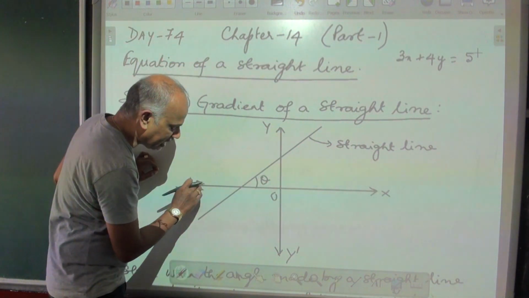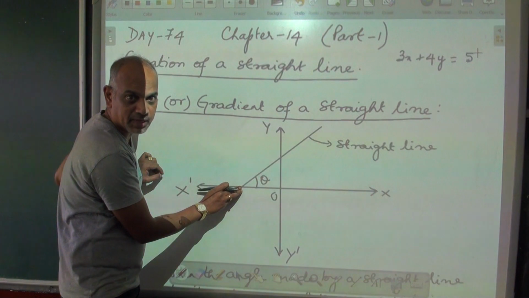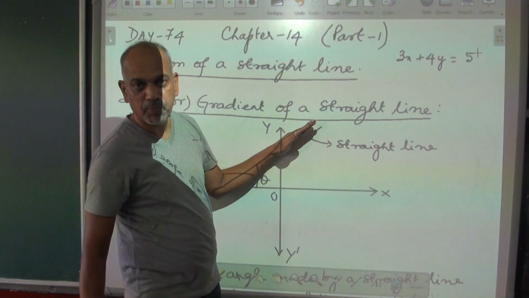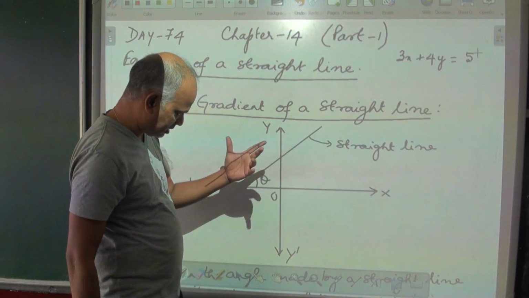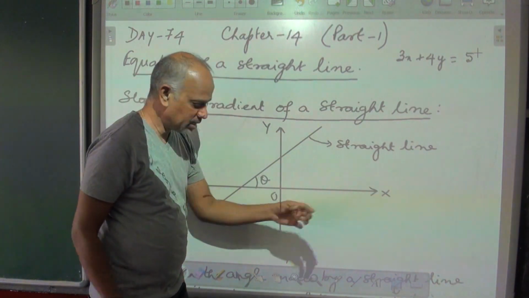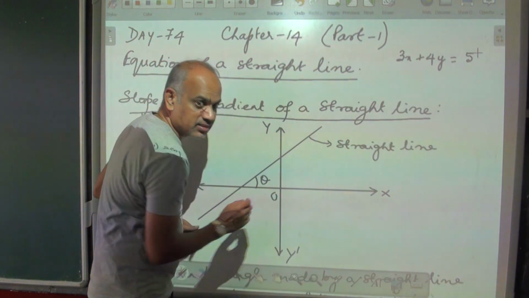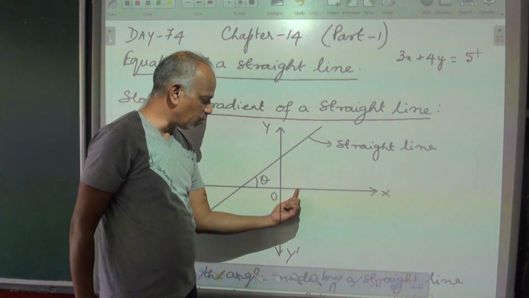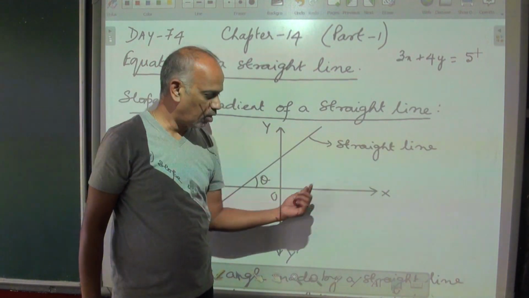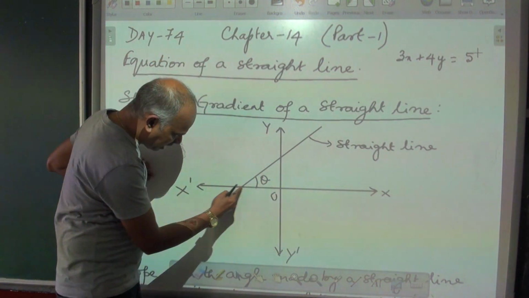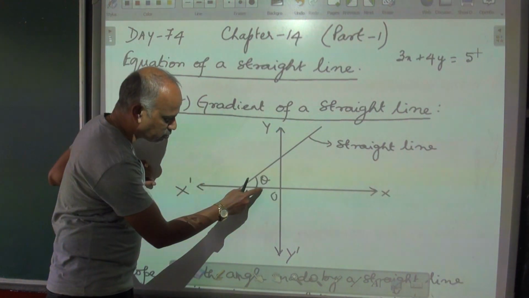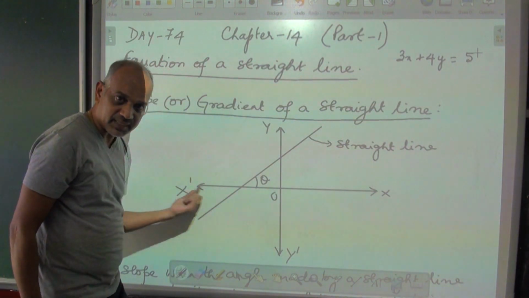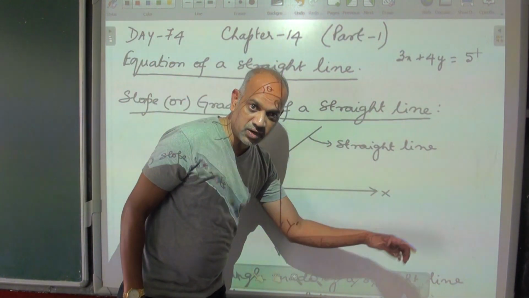This straight line meets the x-axis here at this point. And remember, I said the angle should be made on the positive direction of the x-axis. If you look at this, this is the x-axis. This is the positive side of the x-axis. Why? Because the readings will be 1, 2, 3, 4, 5, 6 and so on, all positive values. And this side of the x-axis is the negative side, -1, -2, -3, -4 and so on.